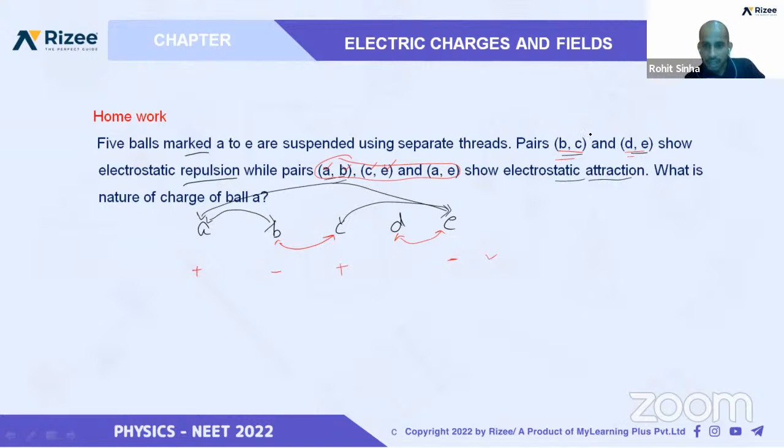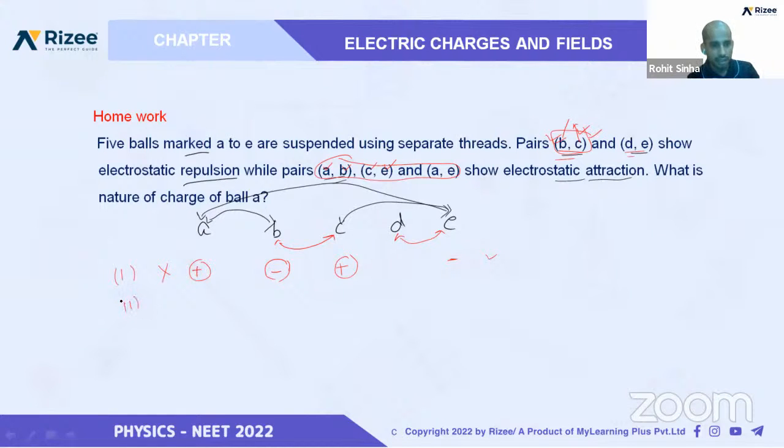Now let us check B and C. These are showing repulsion. That means B and C should be of same nature, either positive or negative. Now B and C, you see here, are they same nature? No, they are opposite. That means this is not satisfying this relation. So we will say that our assumption is wrong. A is not positive charge. This is our first assumption.